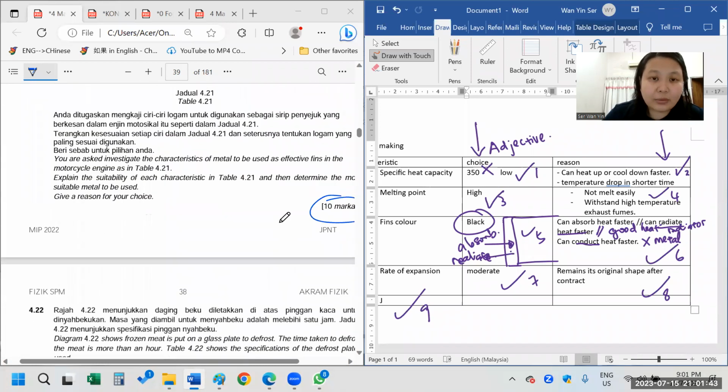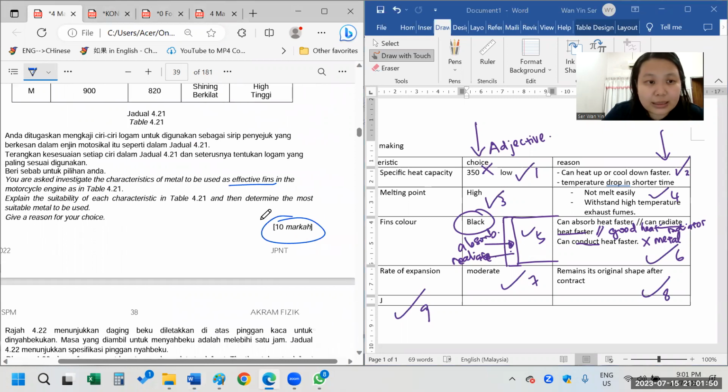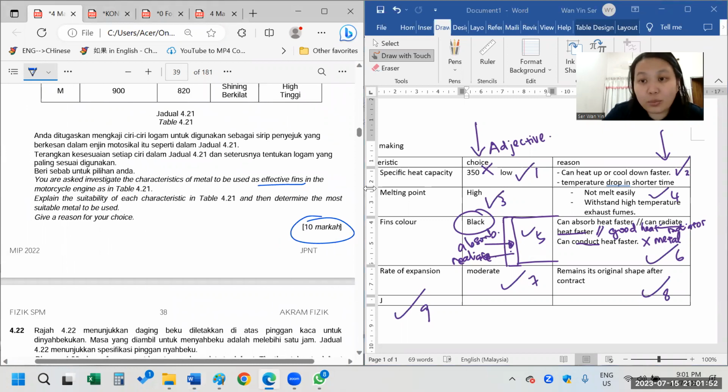Okay. And one more thing. Effective means. Some of the words here you don't use back as your reason. If not, you got no marks. They don't want you to repeat.